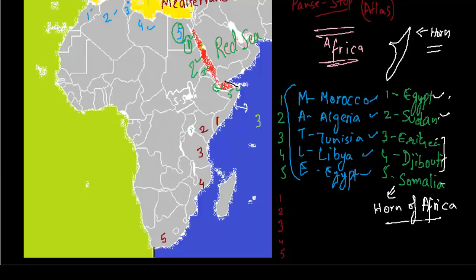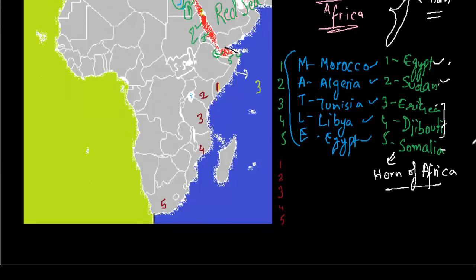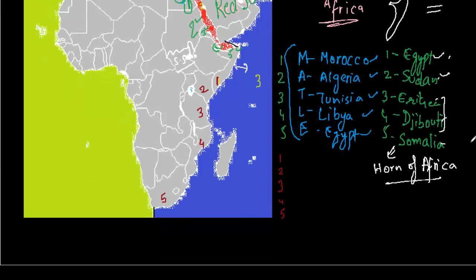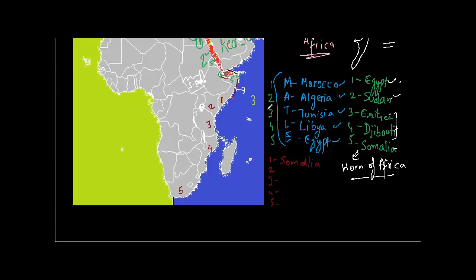Let's just move a little bit downwards. So we should have a little bit more space. 1, 2, 3, 4, 5. Again, this number 1 is the number 5 of the last figure. So this we all know, it is Somalia. The other name of Somalia is, yes, remember, the Horn of Africa, Somalia.